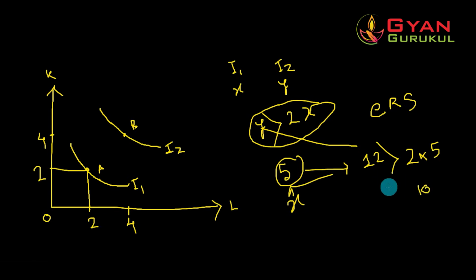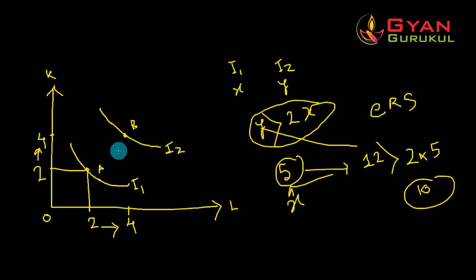That means when we increase the factors of production by 100%, from 2 to 4, the output has increased by more than 100%. If it would have increased by 100%, then it should have been 10, but as it is greater than 10, that is 12, this is the curve representing a higher level of proportionate increase in output.